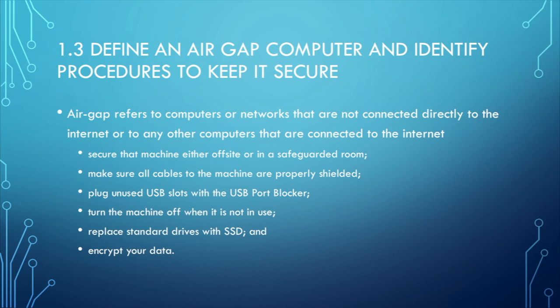Define an air-gap computer and identify procedures to keep it secure. Air-gap refers to computers or networks that are not connected directly to the internet or to any other computers that are connected to the internet. Secure the machine either off-site or in a safeguarded room. Make sure all cables to the machine are properly shielded. Plug unused USB slots with the USB port blocker. Turn the machine off when it is not in use. Replace standard drives with SSD and encrypt your data.